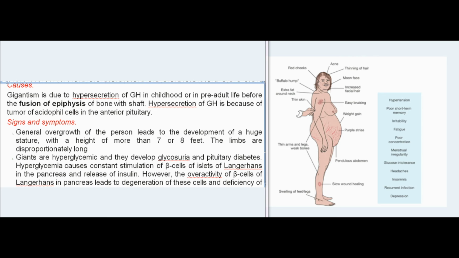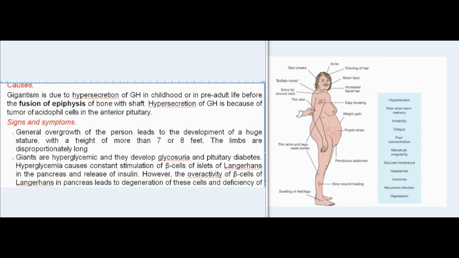Hypersecretion of GH is because of tumor of acidophil cells in the anterior pituitary. Signs and symptoms: general overgrowth of the person leads to the development of a huge stature, with a height of more than 7 or 8 feet. The limbs are disproportionately long.